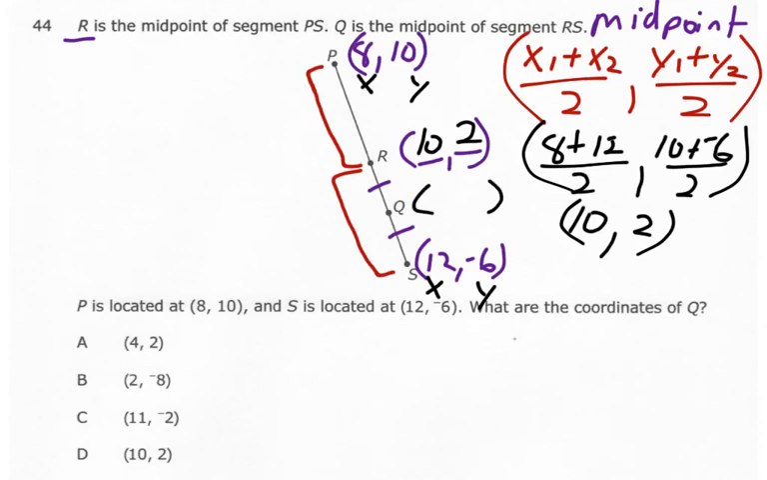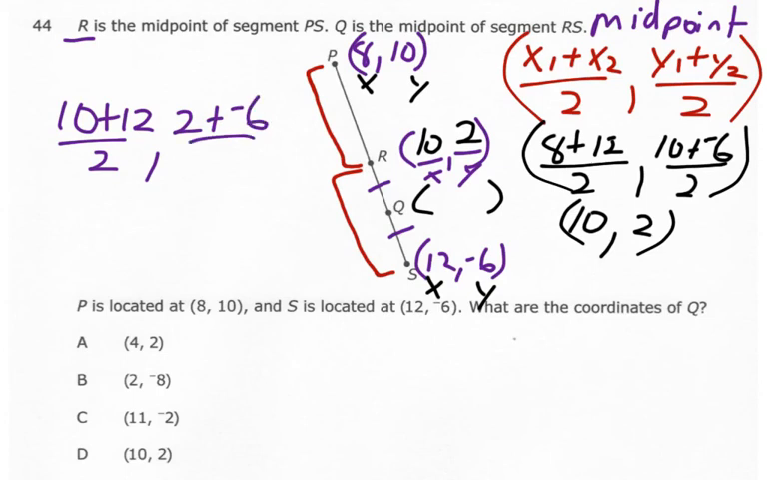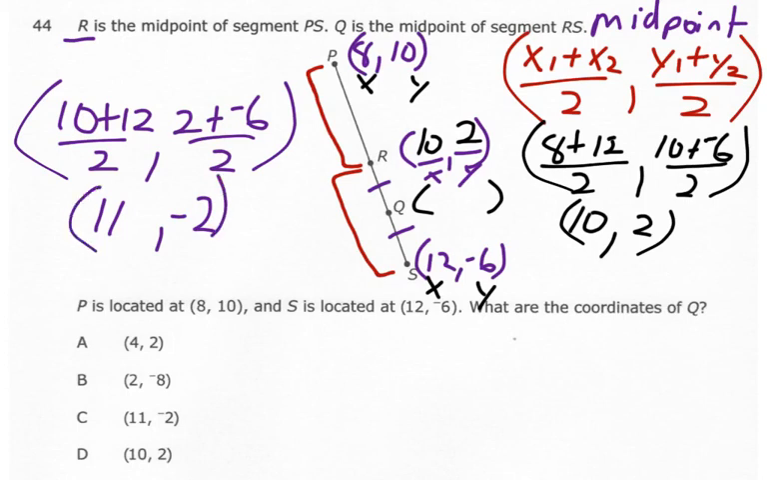Now to find out what Q is, I know that Q is halfway between R and S. So if I take the averages of the X's and the Y's with R and S, that'll give me point Q. So I'm going to do that. That's my X, that's my Y. So 10 plus 12, I'm just adding up the X's and taking their average. And 2 plus -6. 10 plus 12 is 22. 22 divided by 2 is 11. 2 plus -6 is -4. -4 divided by 2 is -2. So 11, -2 is where Q is.